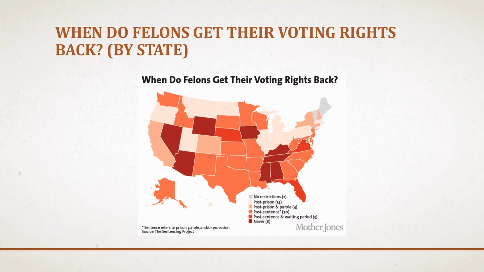27 states allow voting rights to be returned once the prison sentence, parole, and in some other cases, a waiting period has been served. Not going to list those, but you can see them on the map. However, I do want to mention that 8 states never allow felons to resume the right to vote. Those states are Kentucky, Tennessee, Mississippi, and Alabama, all 4 notably southern states. And then also Iowa, Wyoming, Nevada, and Arizona.